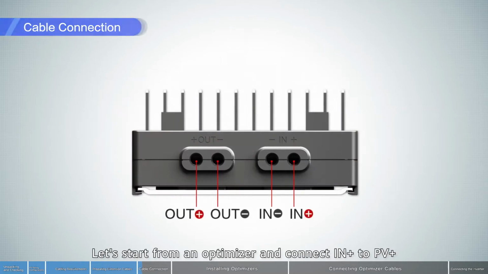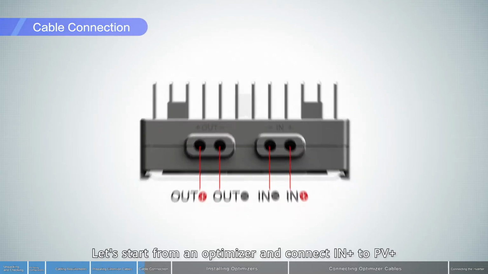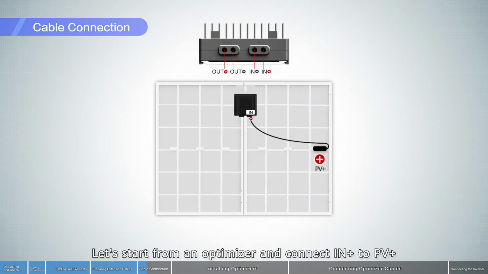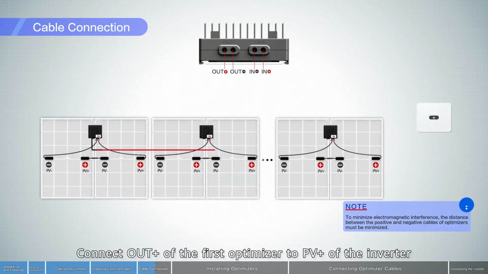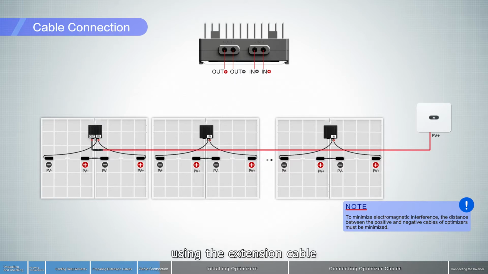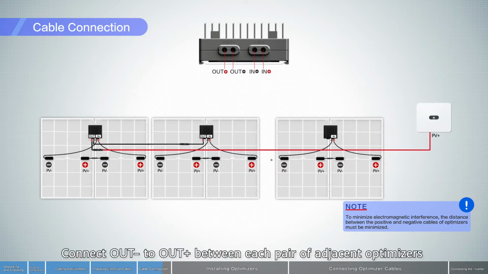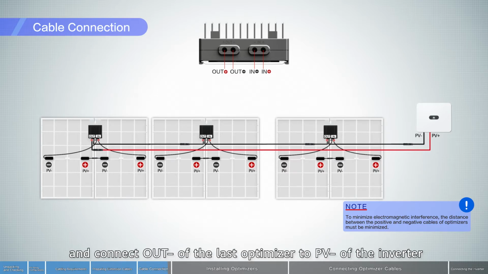Let's start from an optimizer and connect in positive to PV positive. Connect in negative to PV negative. Connect out positive to the first optimizer to PV positive of the inverter using the extension cable. Connect out negative to out positive between each pair of adjacent optimizers and connect out negative of the last optimizer to PV negative of the inverter.